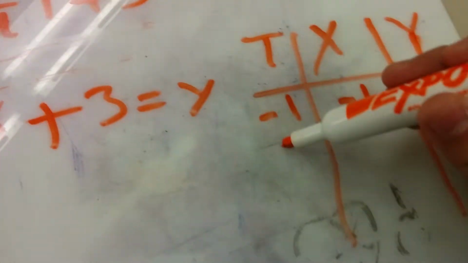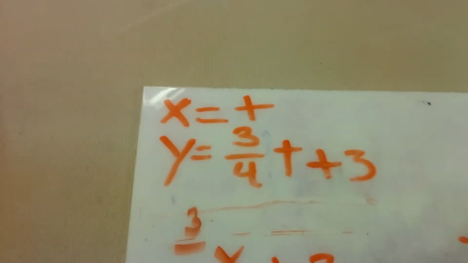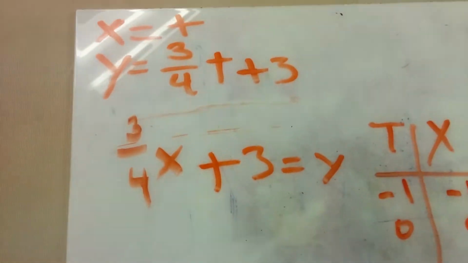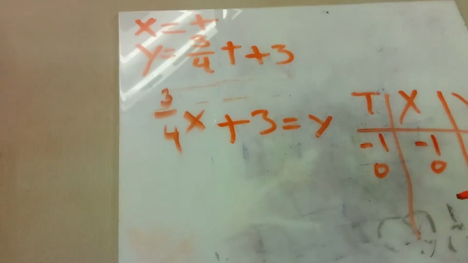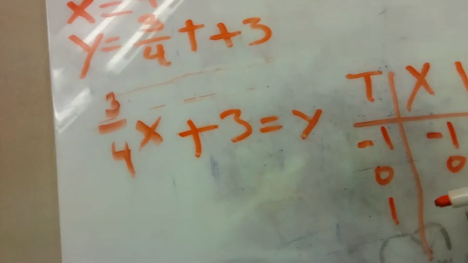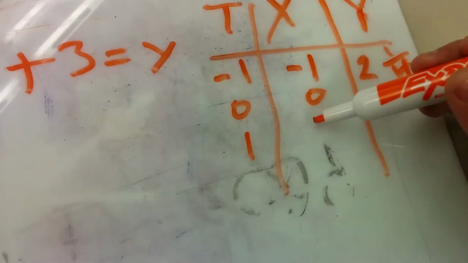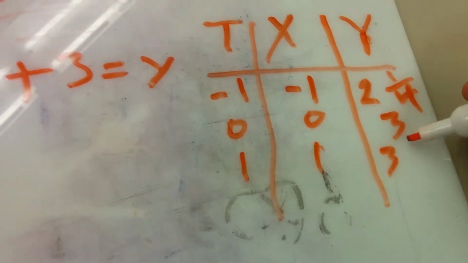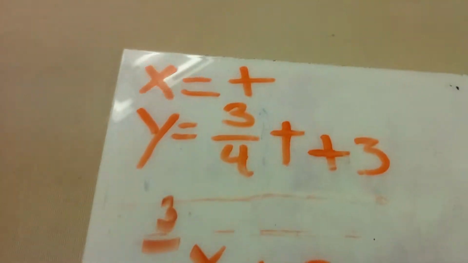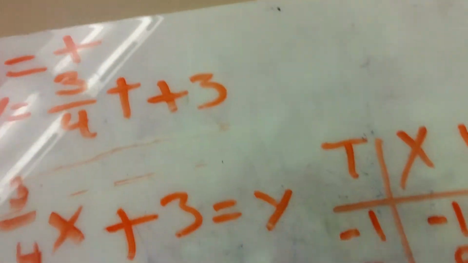Now let's do 0 as well. So t equals 0, x is 0, and those cancel each other out, so it's just 3. Then put 1 in here. 3/4 times 1 plus 3 is 3 3/4.